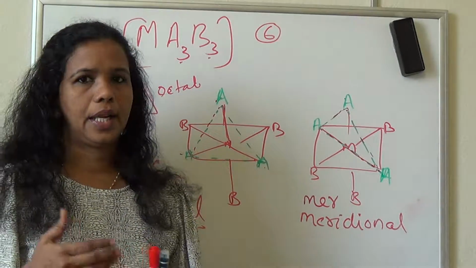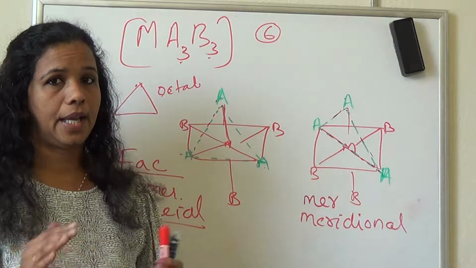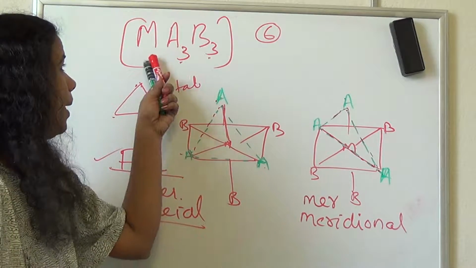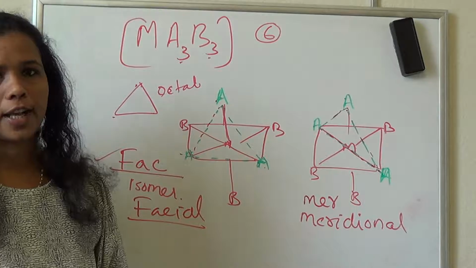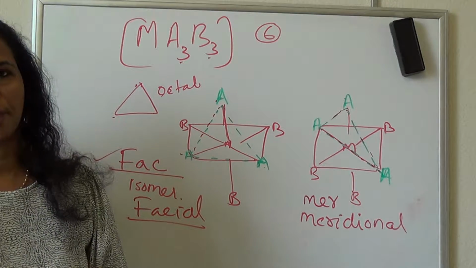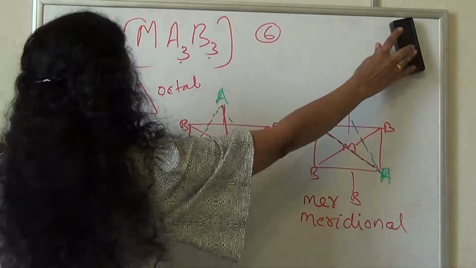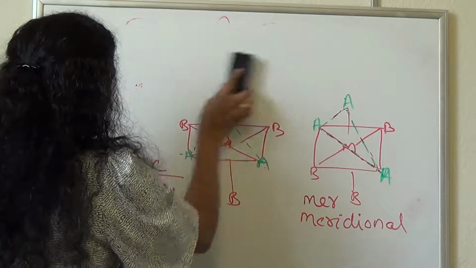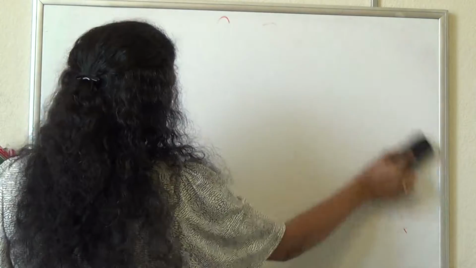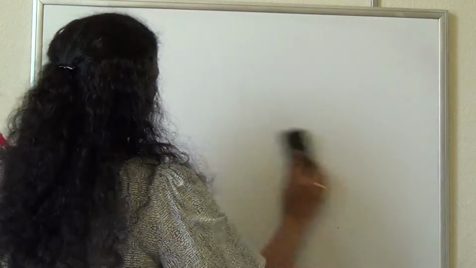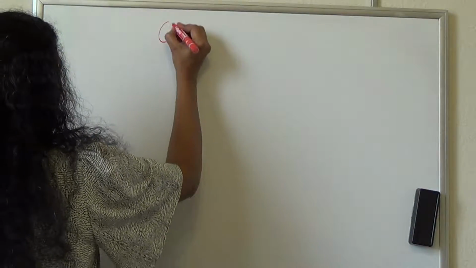Ma2B2, and then Ma4B2, MAA-B2, then Ma3B3. In this case, we are using FAC and mer isomer instead of geometrical isomers. Then next we will go to the last type of stereoisomerism, that is called optical isomerism.